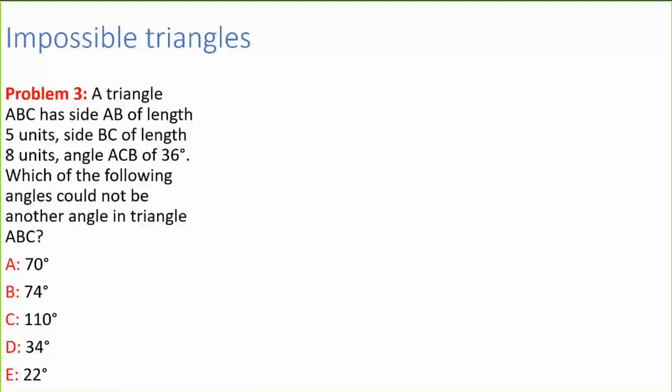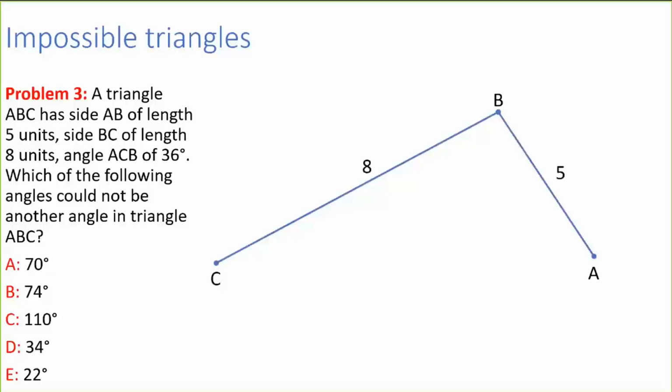Here we've got a triangle ABC, and it's given us some information about triangle ABC, but it hasn't drawn it for us. So we have to determine how to draw this triangle. AB has a length of 5 units, BC has a length of 8 units. So you might start by doing something like this. AB, here's my 5 units. BC, here's my 8 units, and let's join those two up.